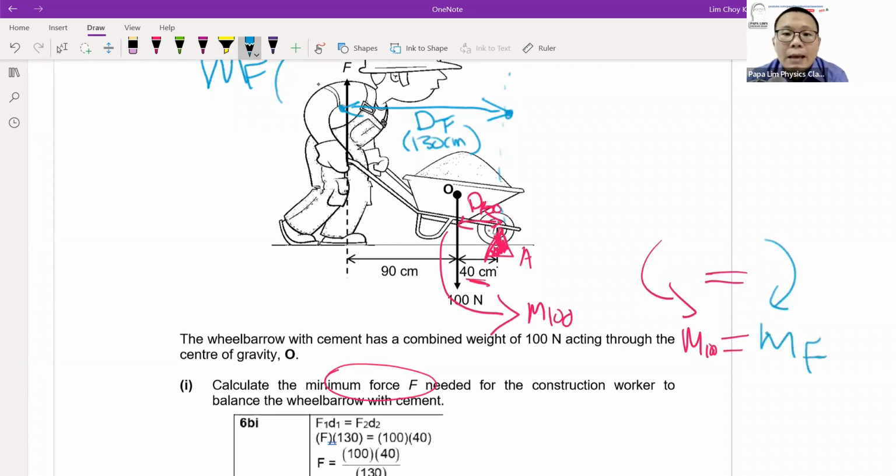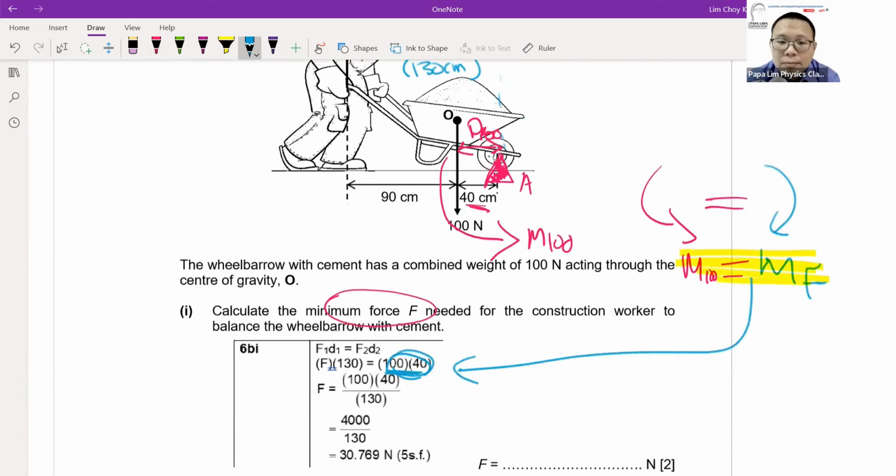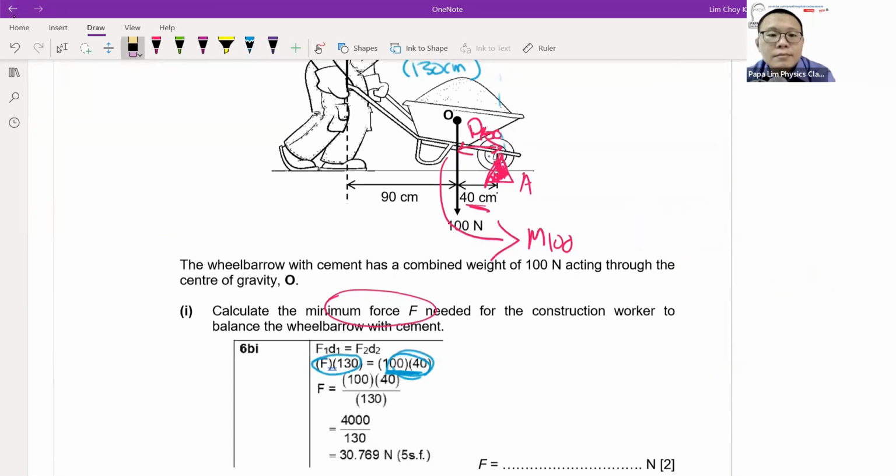MF, same thing, is 100 Newton times 40, which is here. Okay, let me repeat again. Now, my 100 Newton will be an anti-clockwise moment, and the anti-clockwise moment is equal to the clockwise moment.